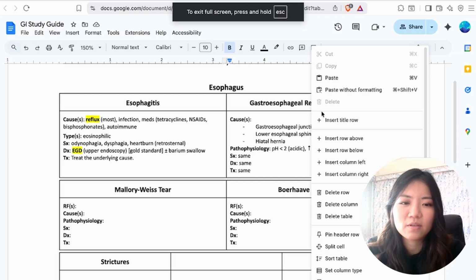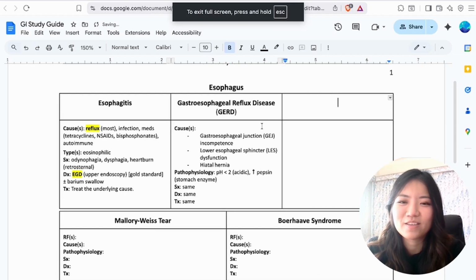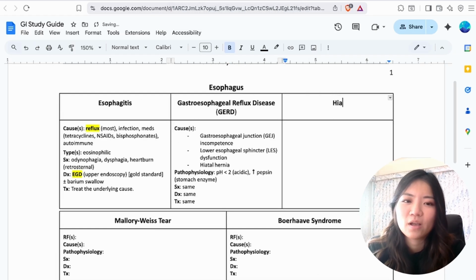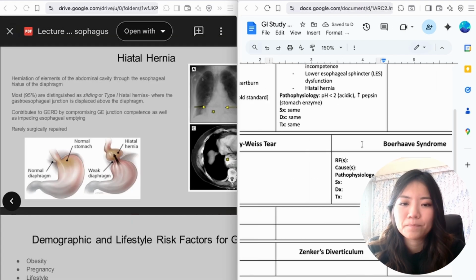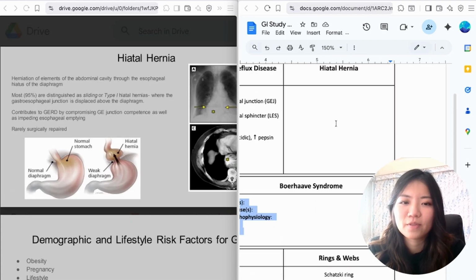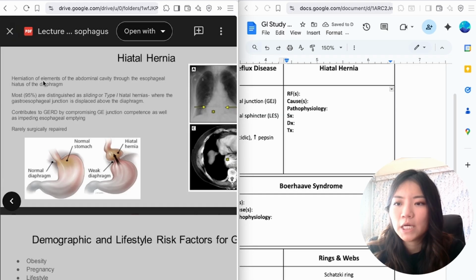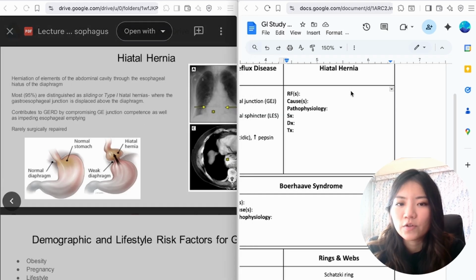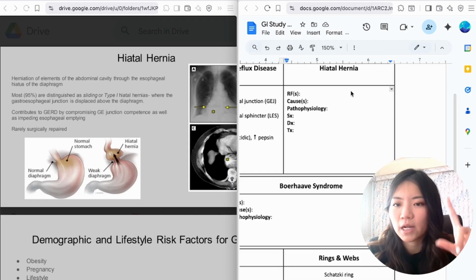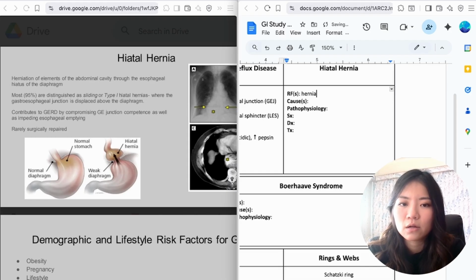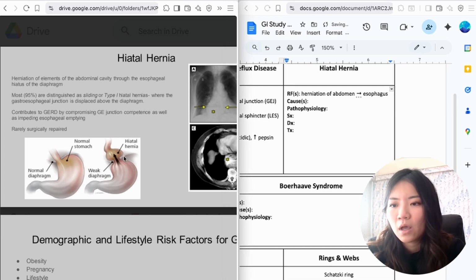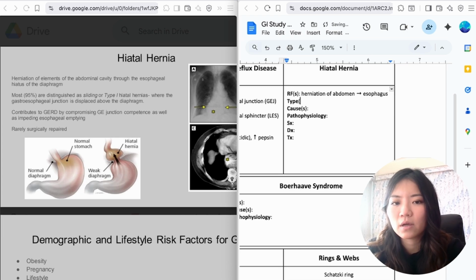This is what happens. We're gonna go to the right because this is kind of related to these two. Again, copy and paste. Herniation of elements of the abdominal cavity through the esophageal hiatus of the diaphragm. So it's basically your abdomen herniating up. Abdomen into esophagus. Do it like that.